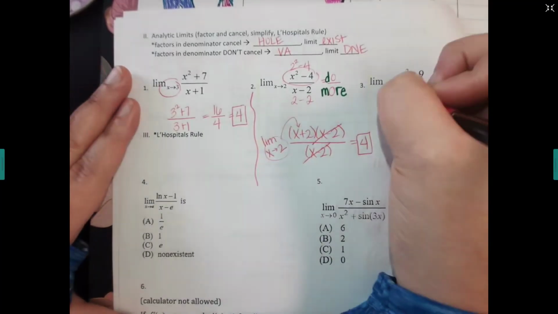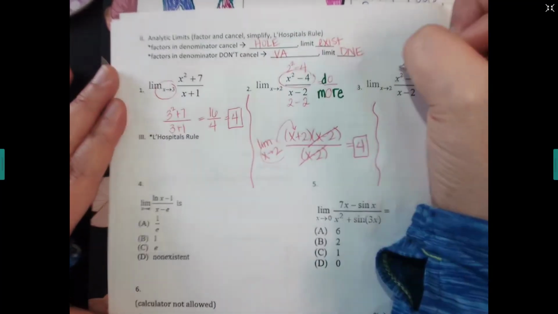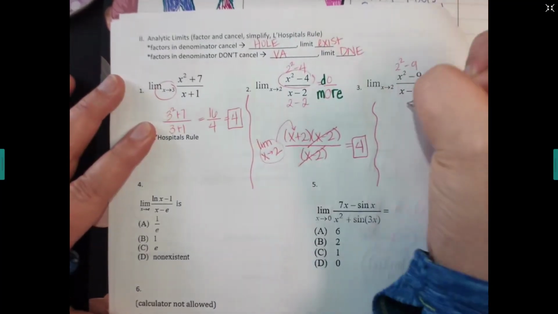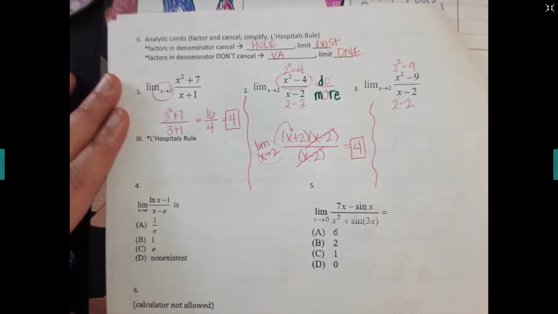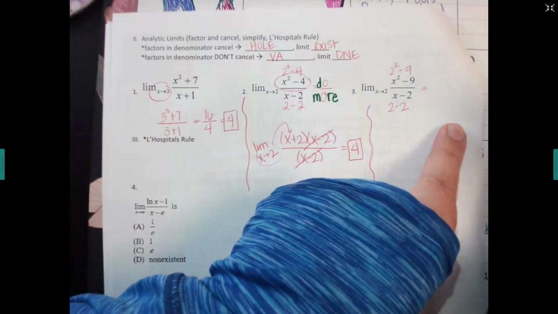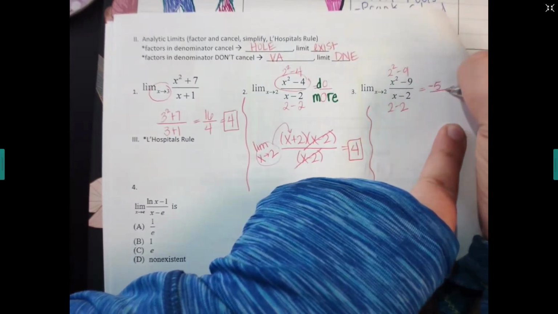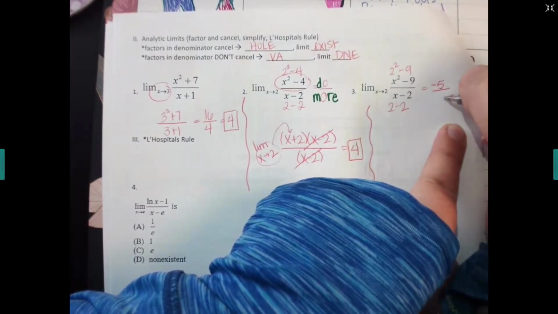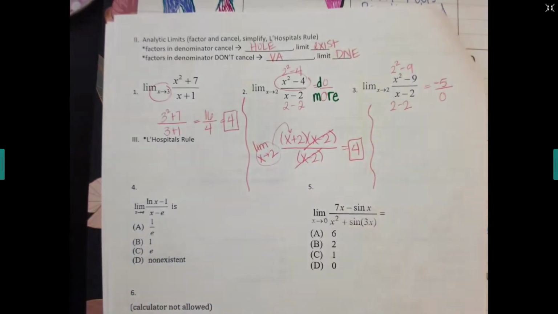Okay, same thing for number 3. We're going to plug in our 2. So I have 2 squared minus 9 and 2 minus 2. On top, what am I going to get? 4 minus 9 is negative 5. And then on bottom, 2 minus 2 is 0. Okay, if they don't both come out to 0, factor cancel is not going to fix it. What is our conclusion with this one?